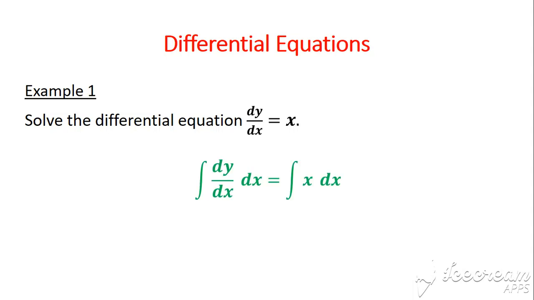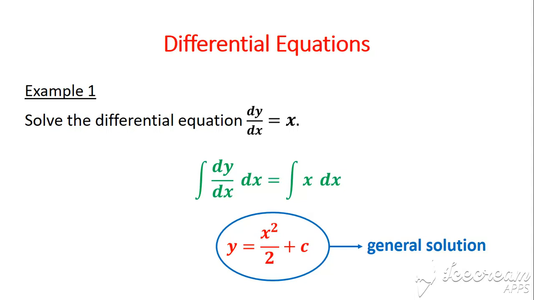We integrate the left-hand side with respect to x, we integrate the right-hand side with respect to x, and the left-hand side dy over dx integrates back to y, and on the right-hand side x integrates to x squared over 2. We add 1 to the power and divide by 2, and then we plus our constant c. So we get the solution y is equal to x squared over 2 plus c. This is called the general solution because we don't have any further information to find out what c is to get the particular solution.